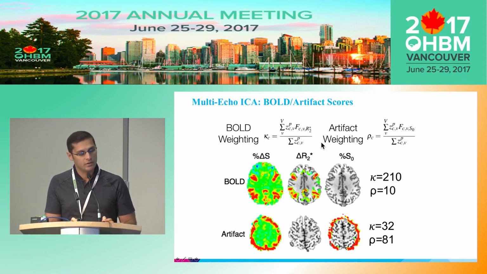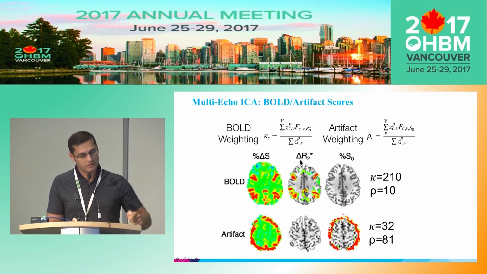So you have a component-level weight for BOLD weighting, which we call kappa, which is just a pseudo F statistic. It's the scaling coefficient, the goodness of fit weighted by the magnitude, and you get the same thing with the artifact weighting. These things reduce to two metrics called kappa and rho. For BOLD effects, you get very high values of kappa and low values of rho, which correspond to the percent signal changes of the BOLD effect loading onto the R2* model versus the percent signal changes of the artifact loading on the S0 model.